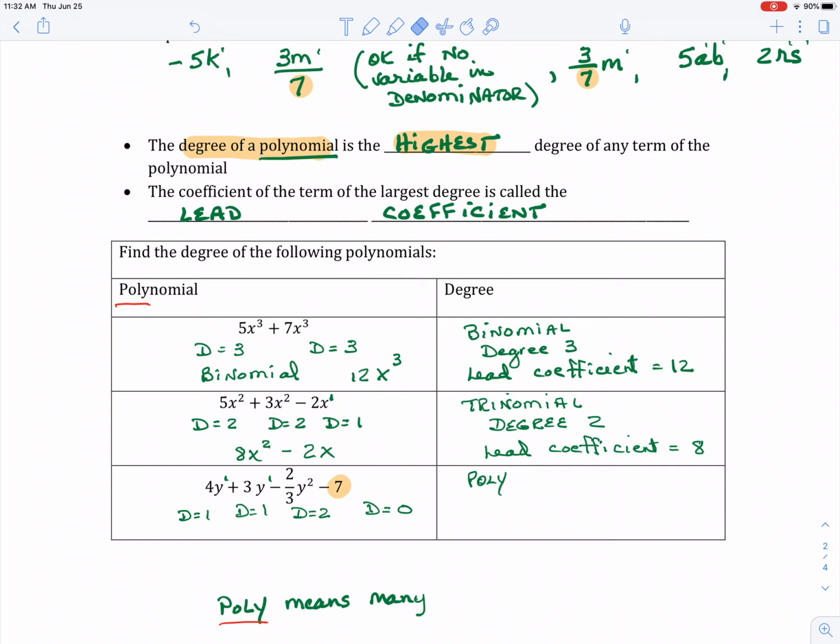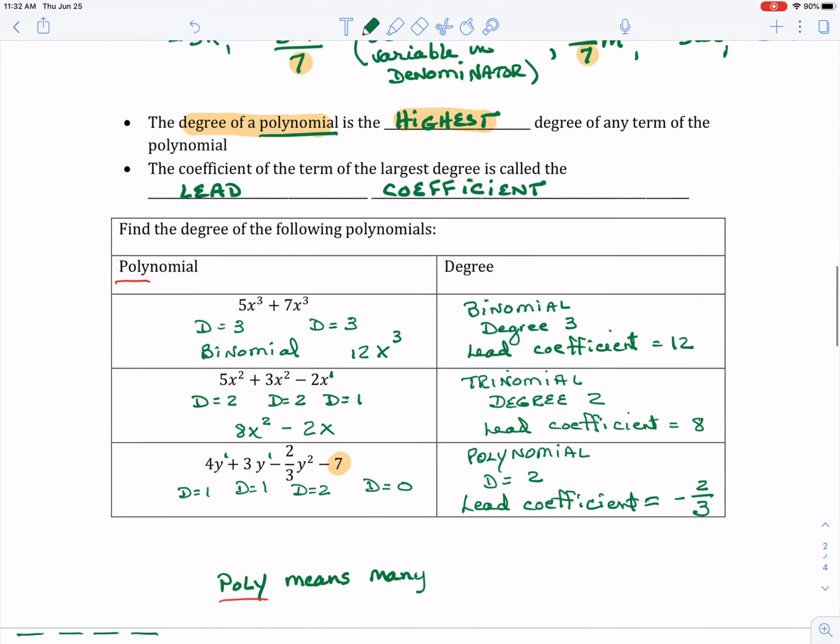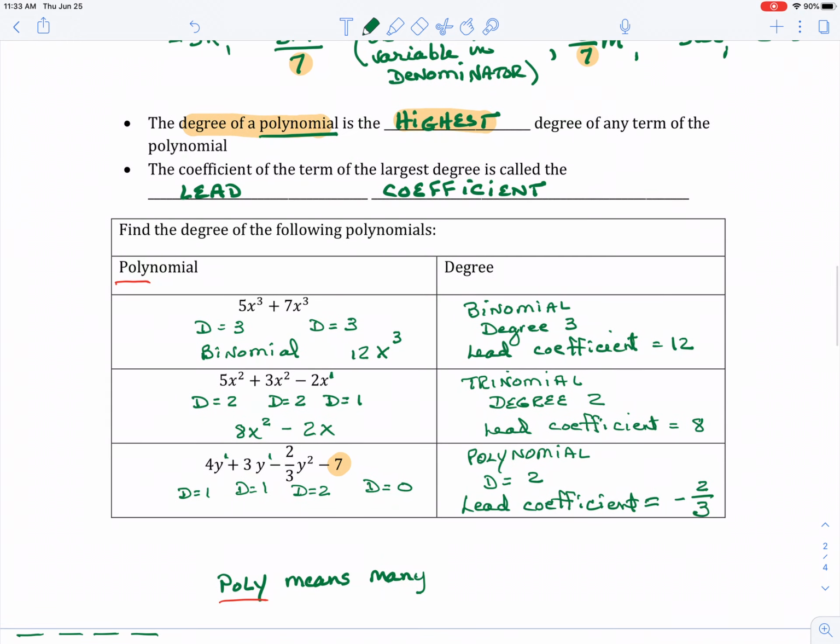Anything more than 3, we just put into that umbrella polynomial category. The highest degree I see in here is 2. And the lead coefficient, remember that is the number multiplier that sits on the highest degree term. So in this case, that's the negative 2/3. All right, so that's a good place to stop for that.